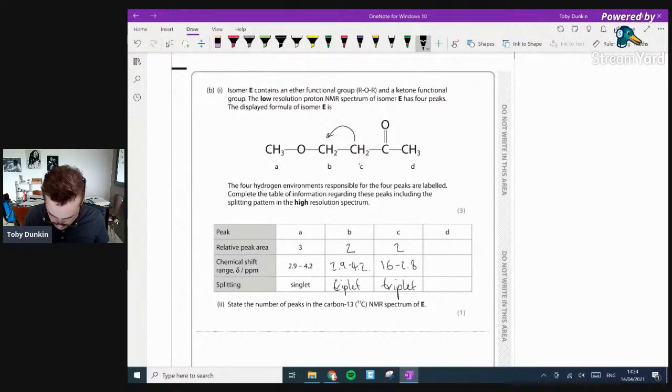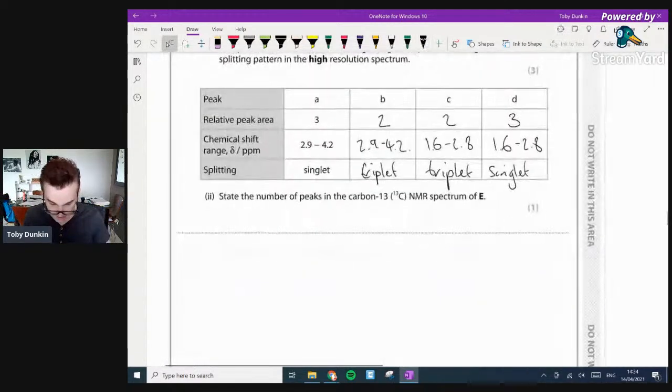D is the same thing, but this time it's a singlet because there's no H on the ketone group. The integration is going to be 3, and it's going to have the same value, 1.6 to 2.8. I hope those are the right numbers. Be interesting to see on the mark scheme.